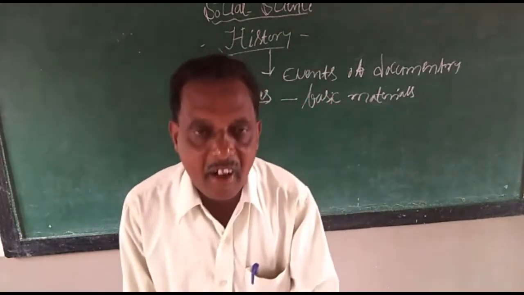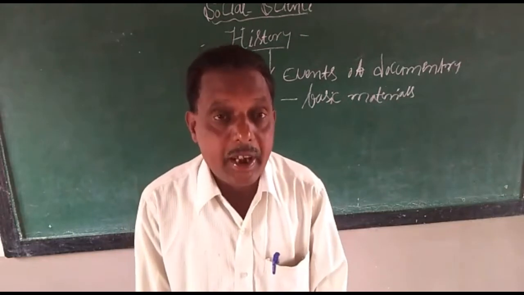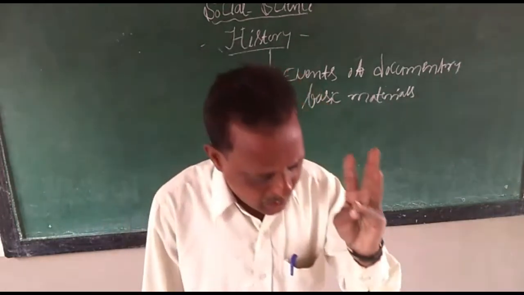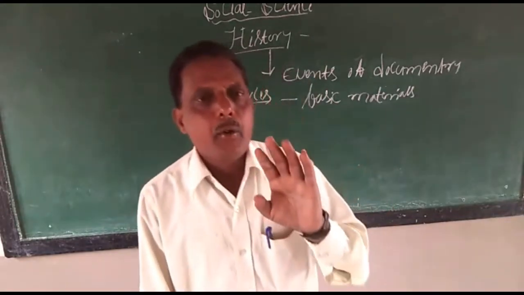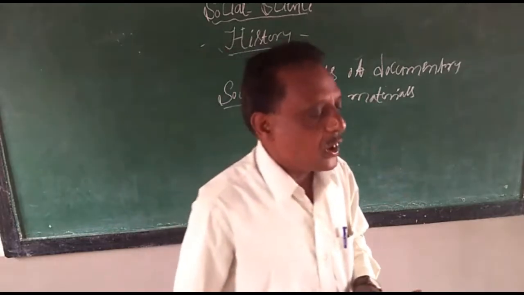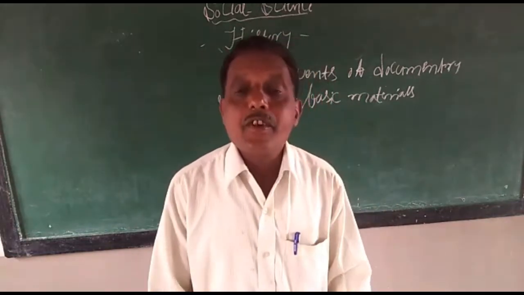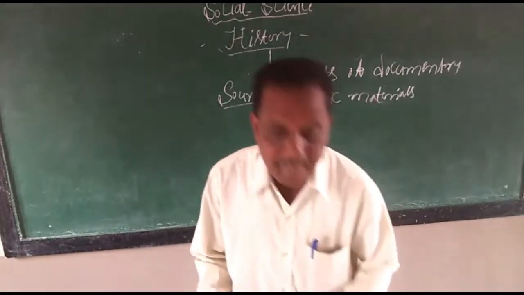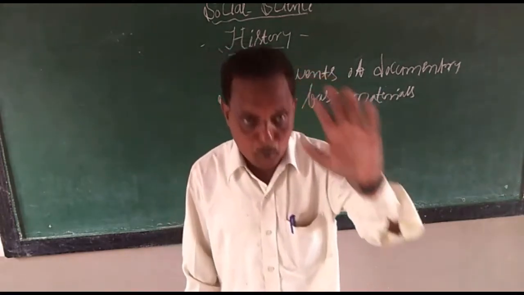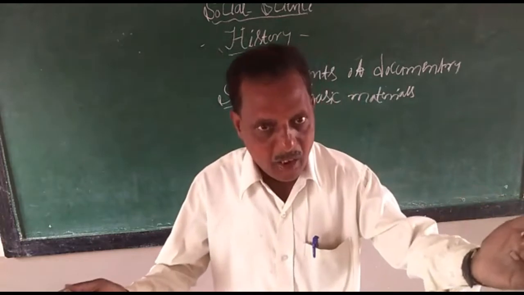So these are all archaeological sources. There are three types of archaeological sources: inscriptions, coins and monuments. Can you understand about this?